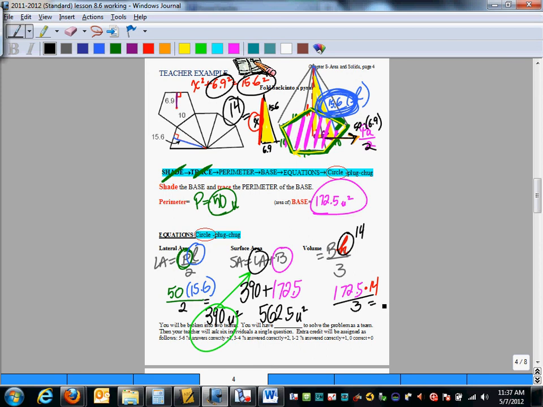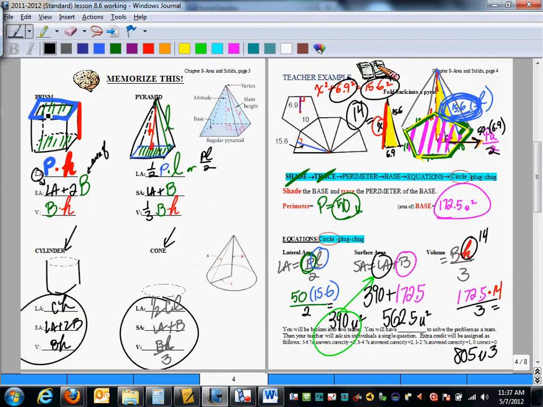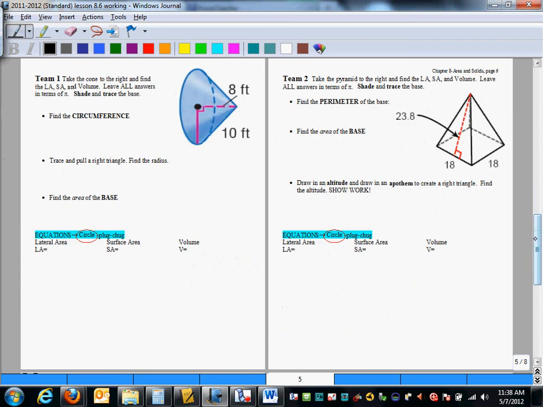All right, Fagoni, what'd you get? 805. 805 units what, sir? Cubes. Beautiful job. As soon as you're done with that, turn to the next page, please. It'll be units cubed. Yes, sir. Because it's volume.